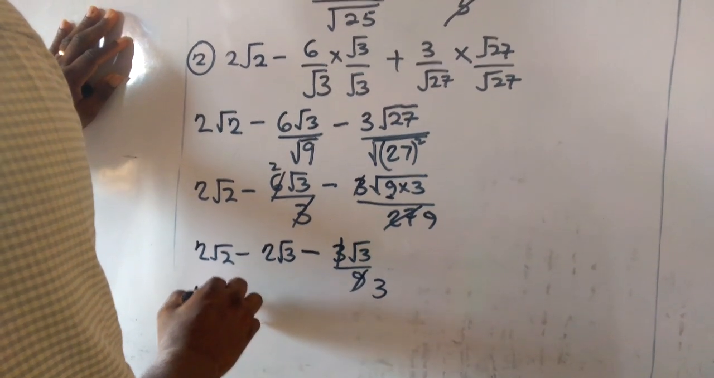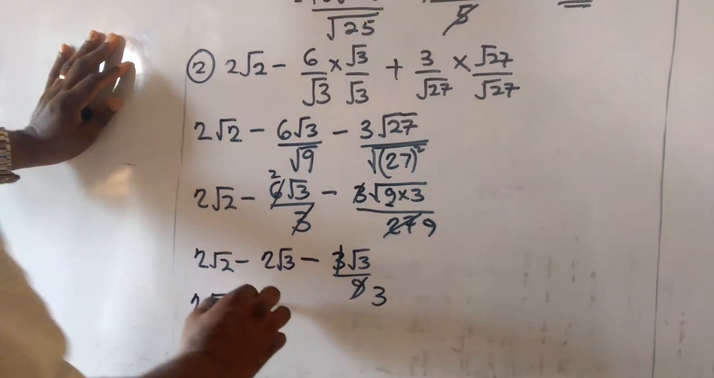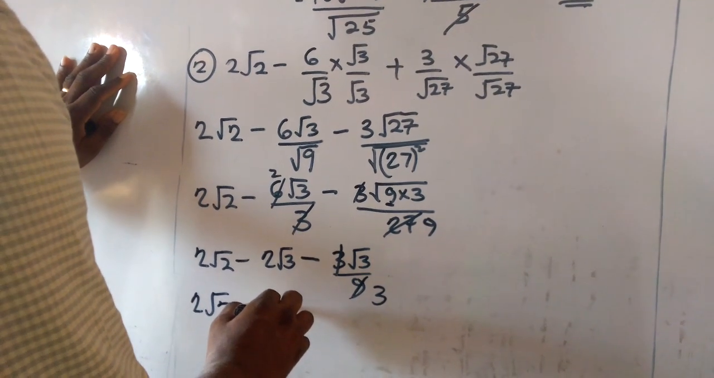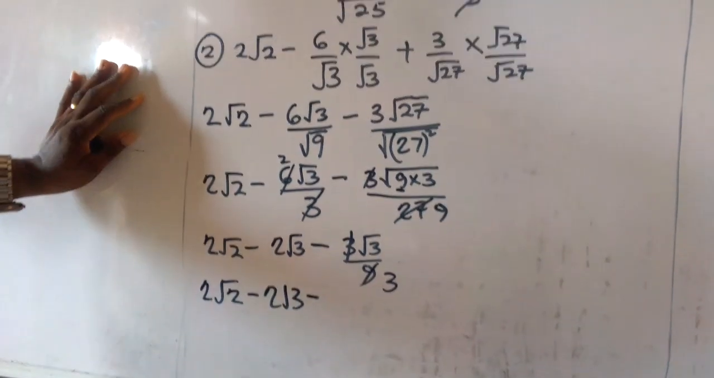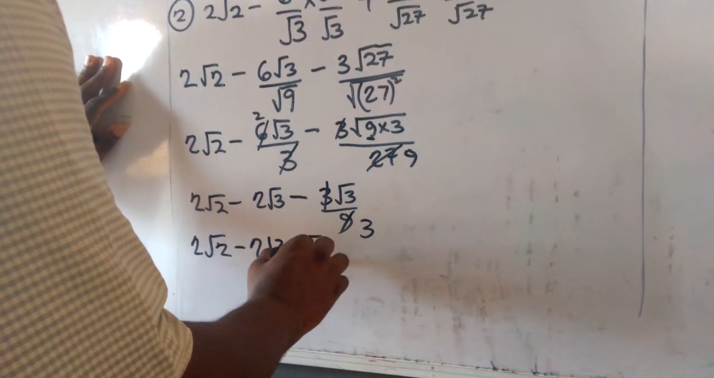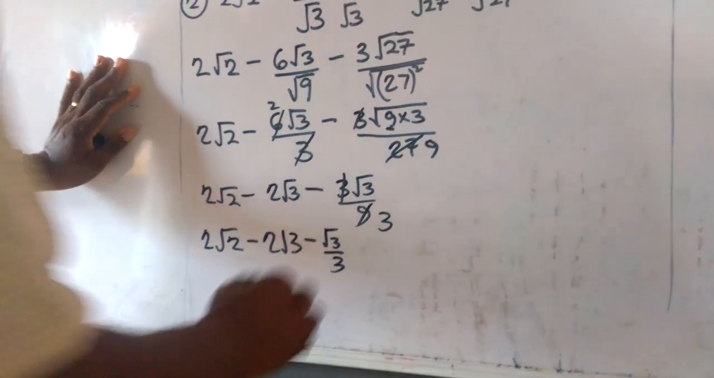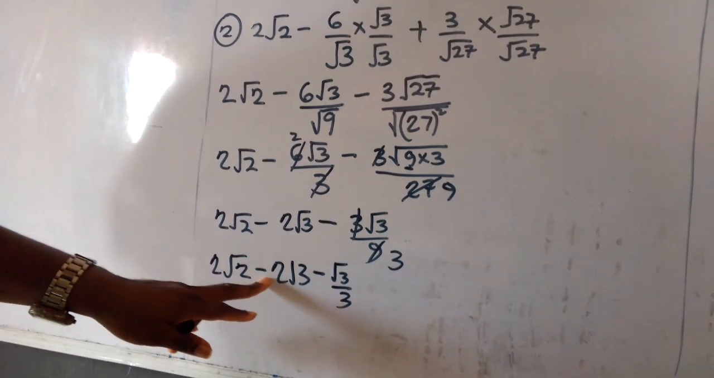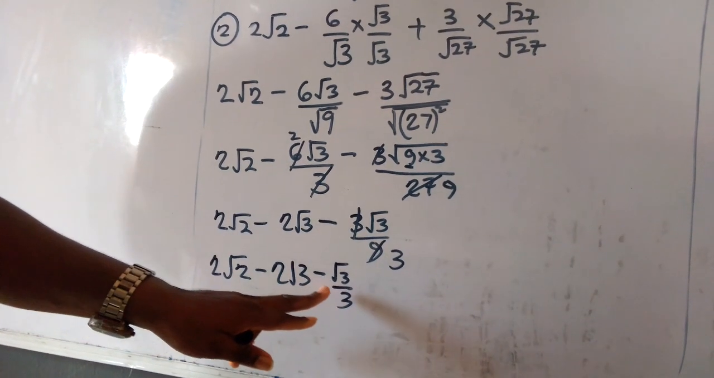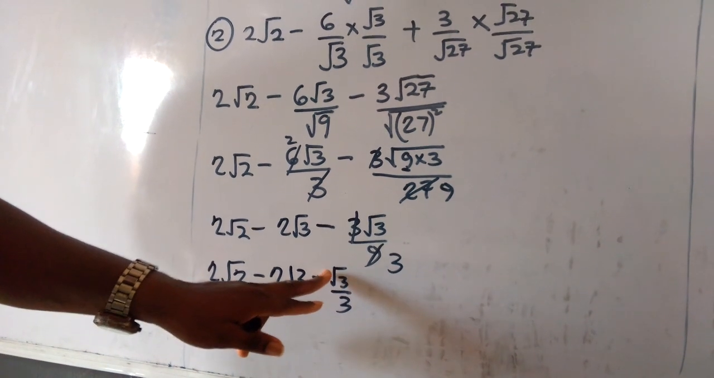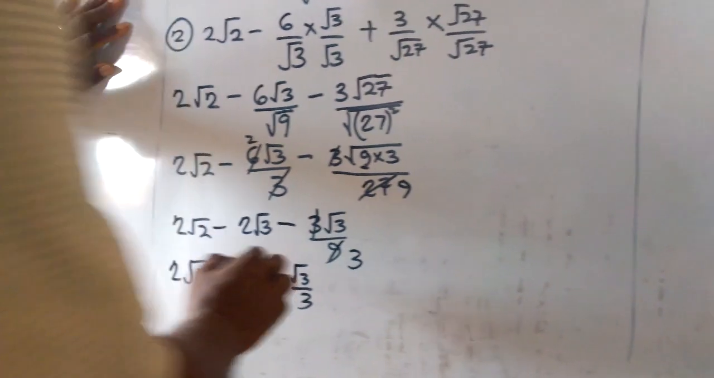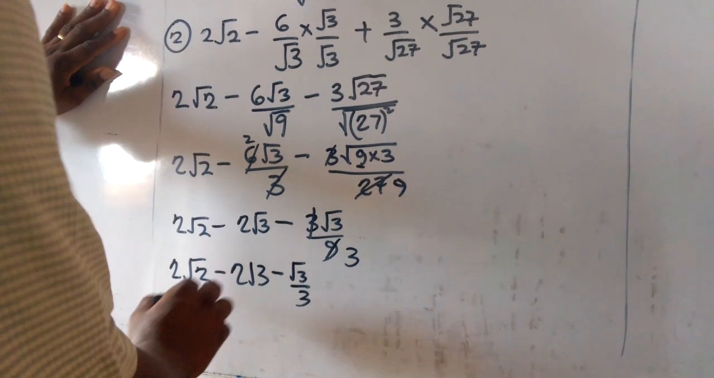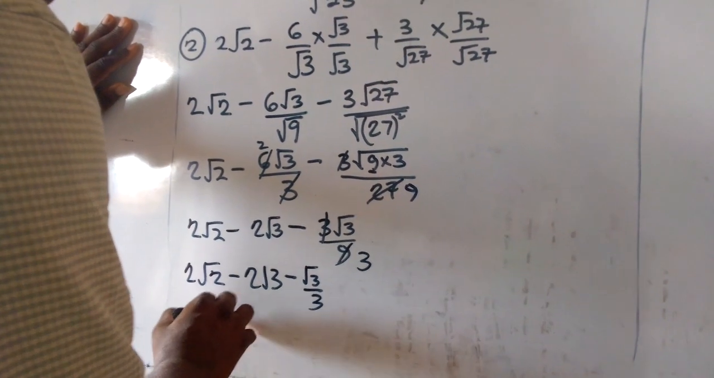So what I have will now be 2 root 2 minus 2 root 3 minus root 3 over 3. So minus 2 root 3 minus 1 over 3 root 3 will give me 2 root 2.